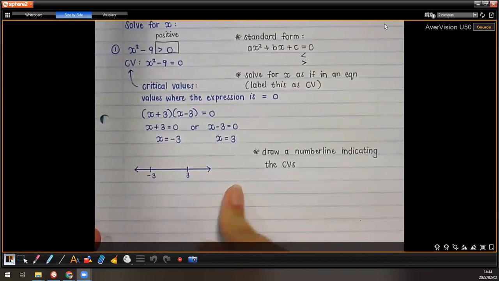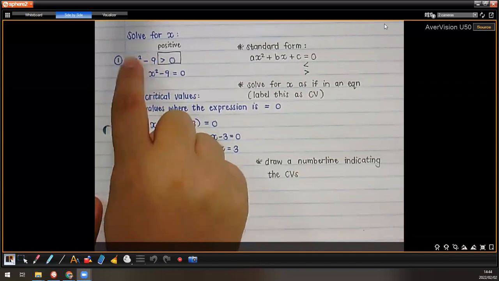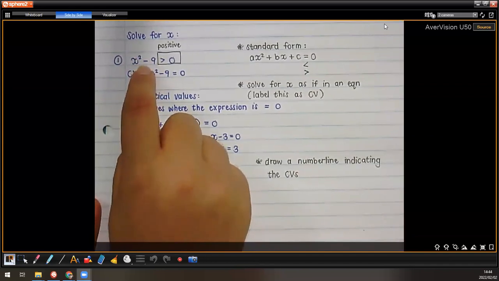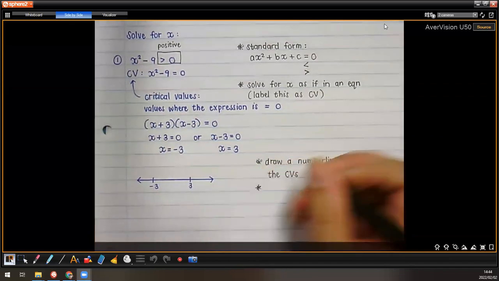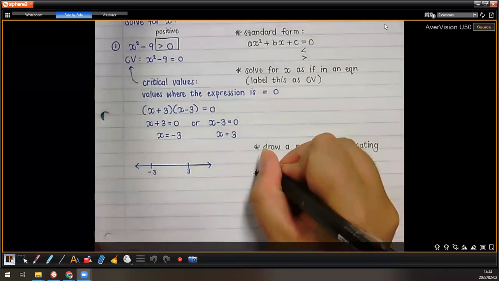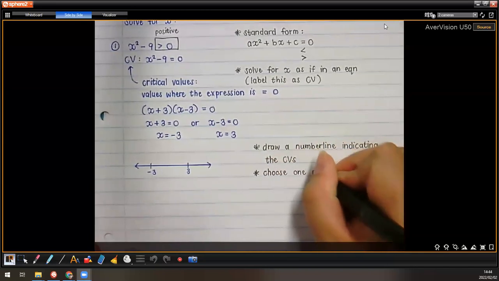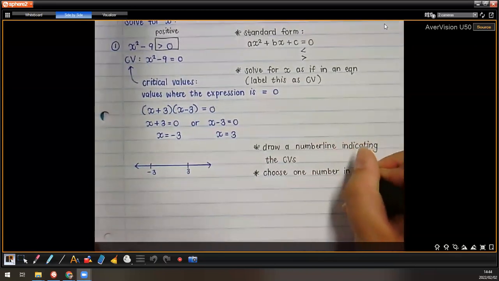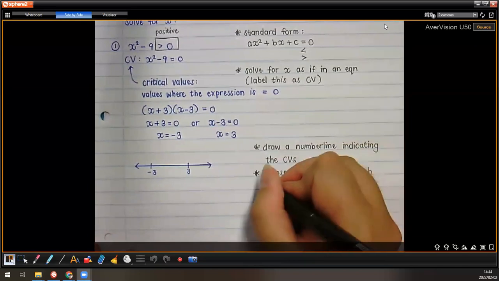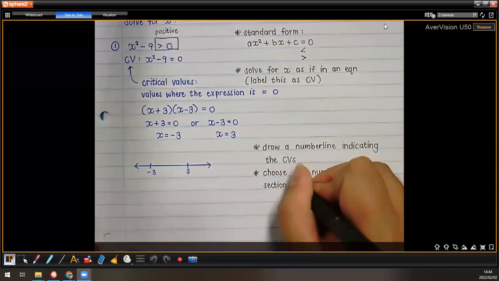Are we paying attention? We're going to choose one number in each section of this number line, substitute it into this x squared minus 9, and see where we get a positive answer. I'm going to write that down because it is complicated. Choose one number, it can be any number, in each section of the number line.